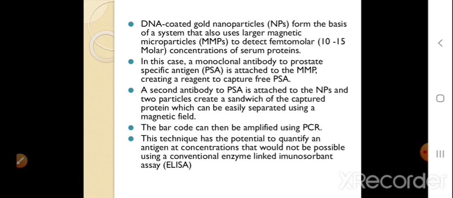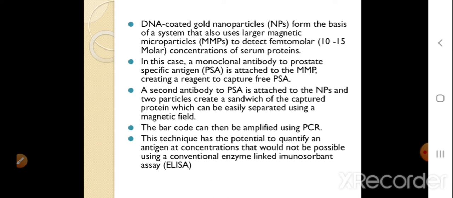Another nano device is DNA-coated gold nanoparticles, which form the basis of a system that also uses larger magnetic microparticles to detect femtomolar concentrations of serum proteins. Let us talk about a case study wherein a monoclonal antibody to prostate specific antigen, here referred to as PSA, is attached to the magnetic microparticle, that is MMP, creating a reagent to capture free PSA. A second antibody to the PSA is attached to the nanoparticle, and the two particles create a sandwich of the captured protein, which can be easily separated using a magnetic field.